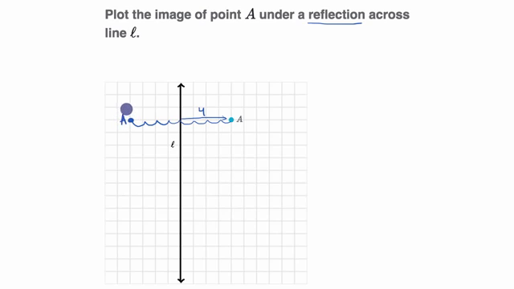We could maybe denote that as A prime. So if you're doing this on the Khan Academy exercise, you would actually just click on a point right over there and it would show up. But this would be the reflection of point A across the line L.